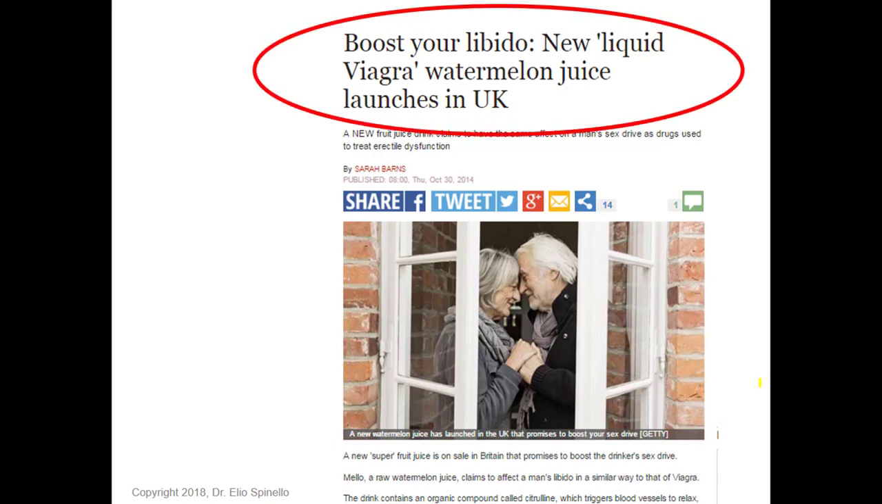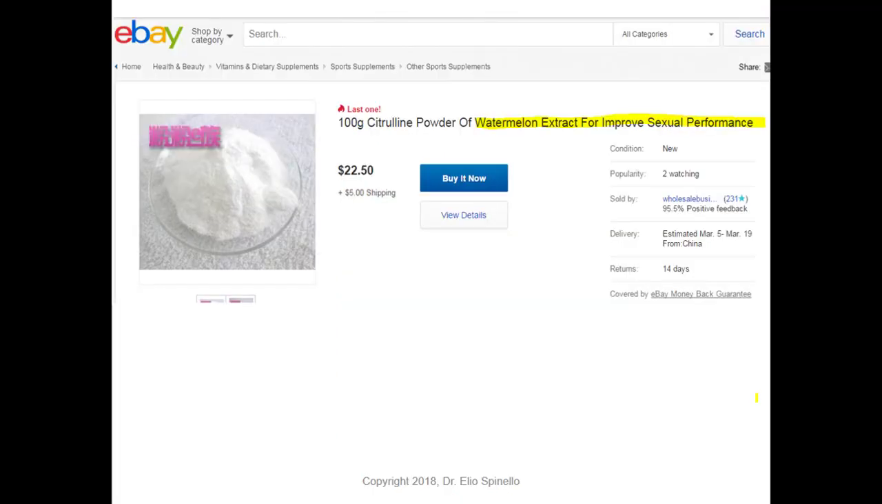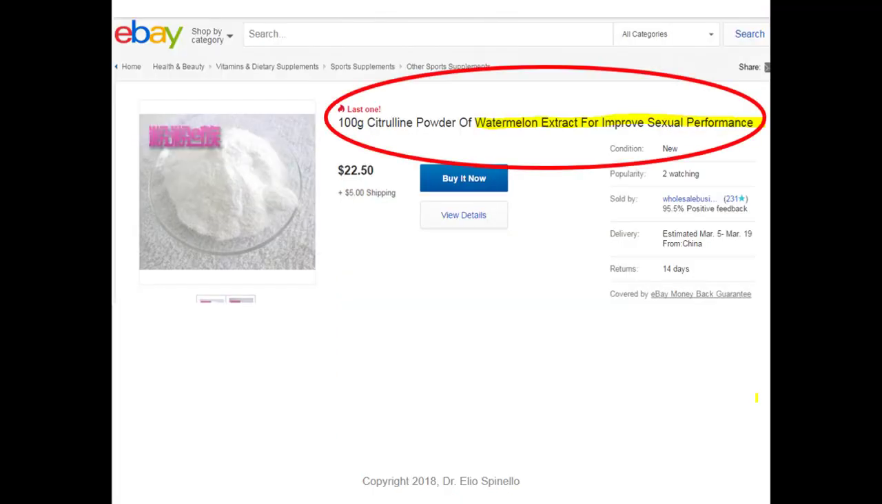Boost your libido. New liquid Viagra watermelon juice launches in the UK. And of course, after that, I couldn't resist. I had to go look to see, hey, I wonder if you can get this stuff on eBay. Sure enough, yes, you can get citrulline powder, and citrulline is actually the extract that's found in the watermelon to improve sexual performance. Again, nowhere in any of the studies does it say that that will happen, but that's kind of where it goes to. So now we have these secondary and tertiary sources that are taking the information and kind of going in their own direction with it, basically serving their own purposes.